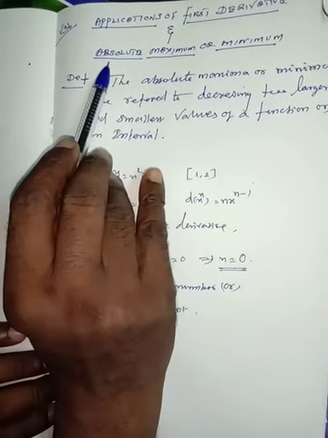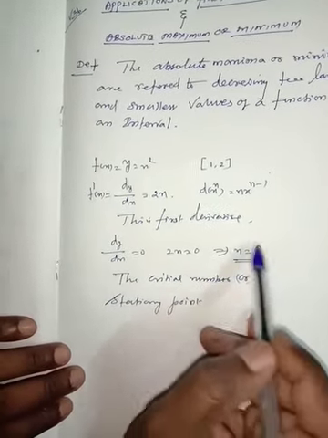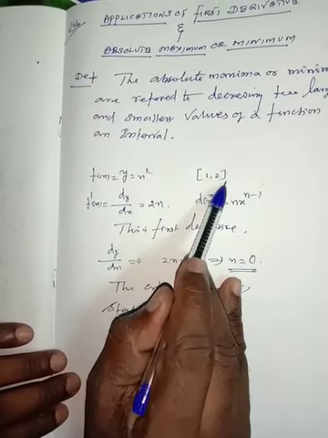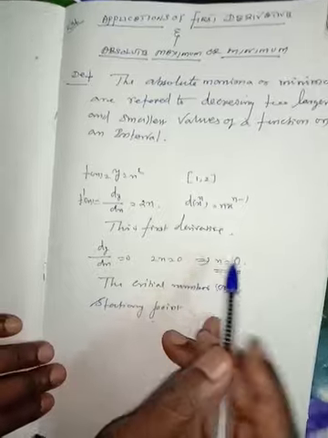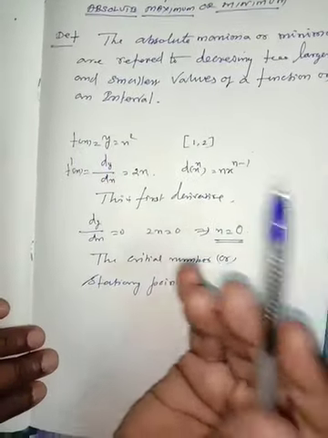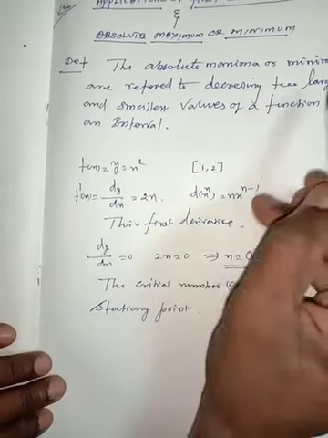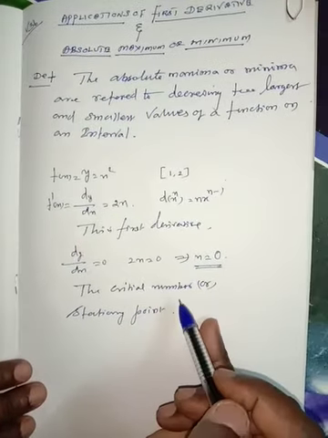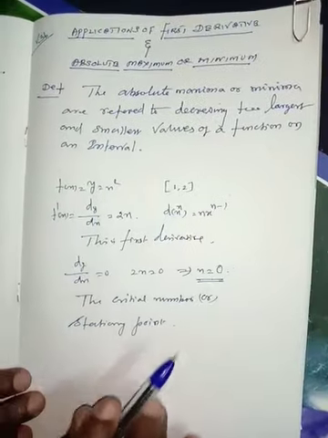Absolute maxima means we equate the first derivative to 0 and get a stationary point. The stationary point and the closed interval points are applied in f of x, and we get increasing or decreasing values. Suppose a highly increasing number is obtained, then it is the absolute maximum. A lower number, a negative number, gives the absolute minimum.